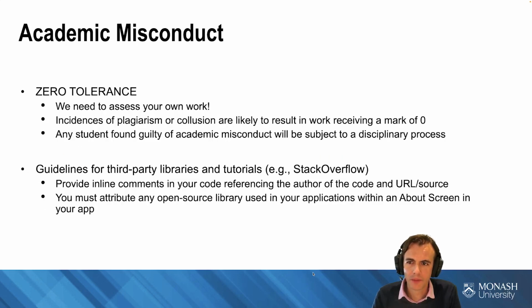So, academic misconduct. We have zero tolerance towards this. We need to be able to assess your work in the unit. And the university treats this very seriously. If you're discovered to have been involved in plagiarism or collusion, you're very likely just to get a mark of 0, either for the assessment or for the unit.